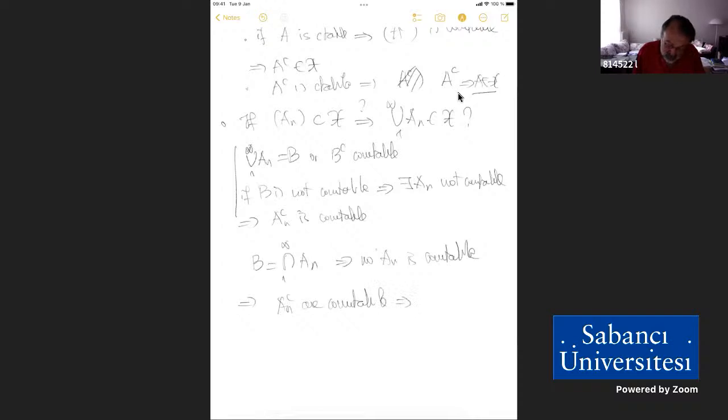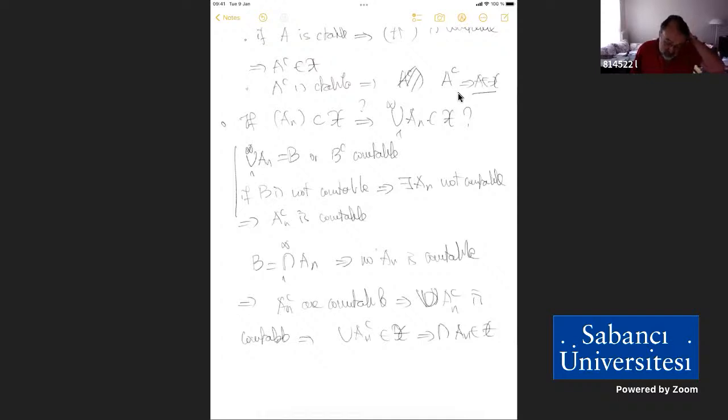Hence, their union is countable. A countable union of countable sets is countable. Hence, this implies that the union of A_n complement is in X, hence the intersection of the A_n is in X. Okay, so it is easier to show with intersections.